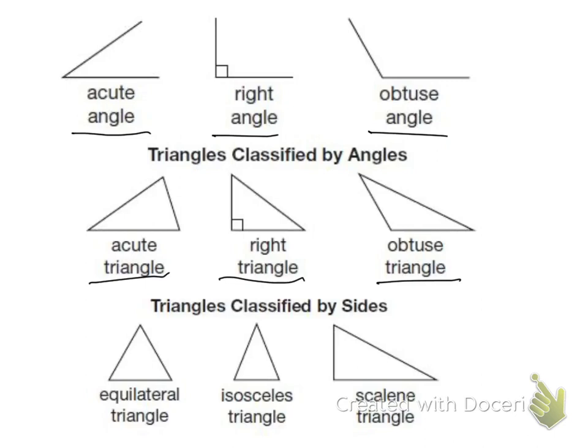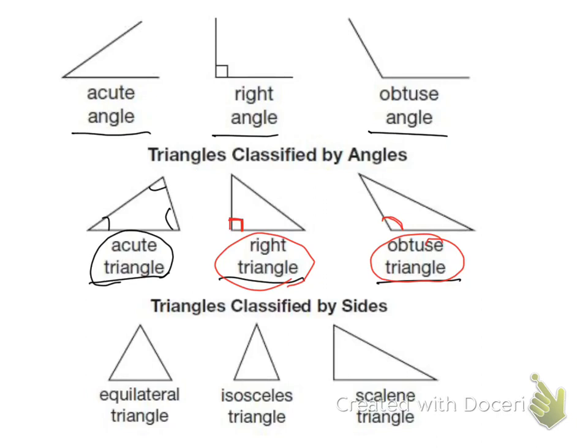So every triangle has at least 2 acute angles, but if all 3 angles are acute, we call that an acute triangle. A right triangle has 1 right angle, and that makes it a right triangle. It can't have more than 1, it only has 1. And then an obtuse triangle has 1 angle that's bigger than a right angle. So that's called an obtuse triangle.